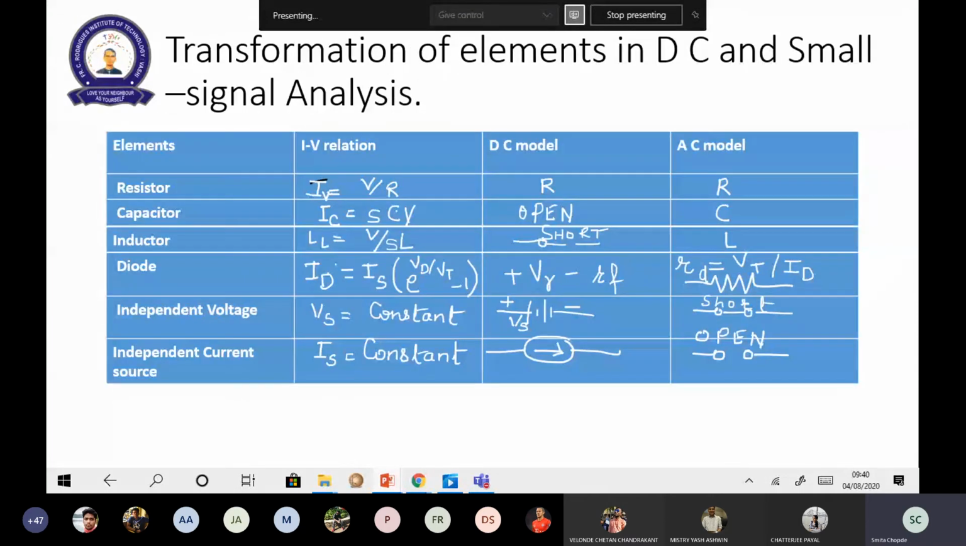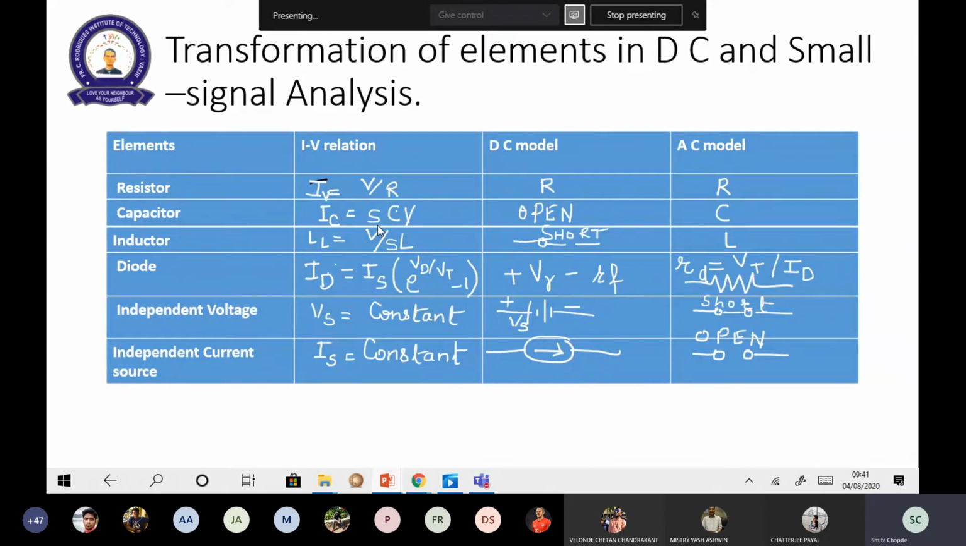Okay. Now this is a description of how the components will behave in AC and DC. Assume that you have a resistor and its current relation is given as V by R. In the DC model, it works as resistance only. In the AC model, it is defined as a resistance R only. A capacitor is of value, say C. In the current relation, this is a transformation relation. So IC is equal to S into CV.